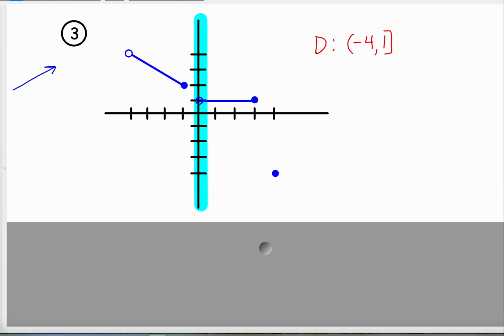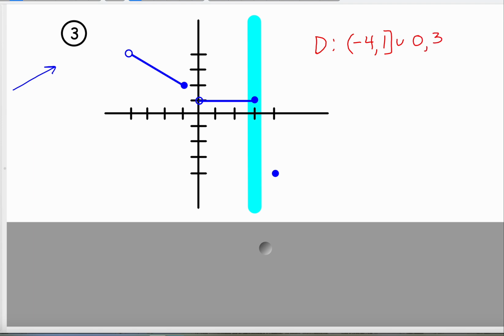Now nothing happens until we get to x equals 0. It's not beeping there, but as soon as we get greater than 0, all the way until we get to 3, it's going to beep. So I'm going to put a little u for union, and then we're going to go from 0 to 3. And once again, we're not including 0, so parenthesis. Include the 3, so put a bracket.